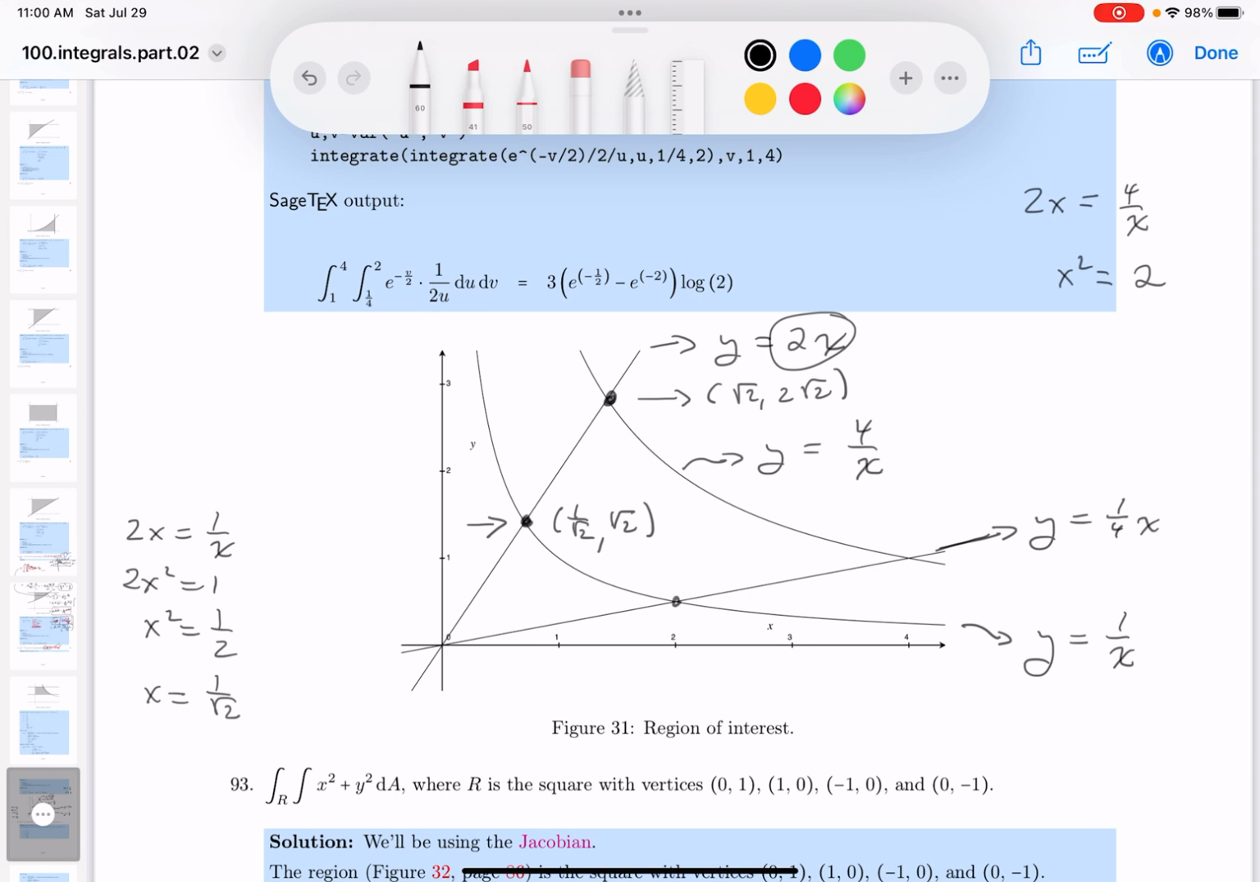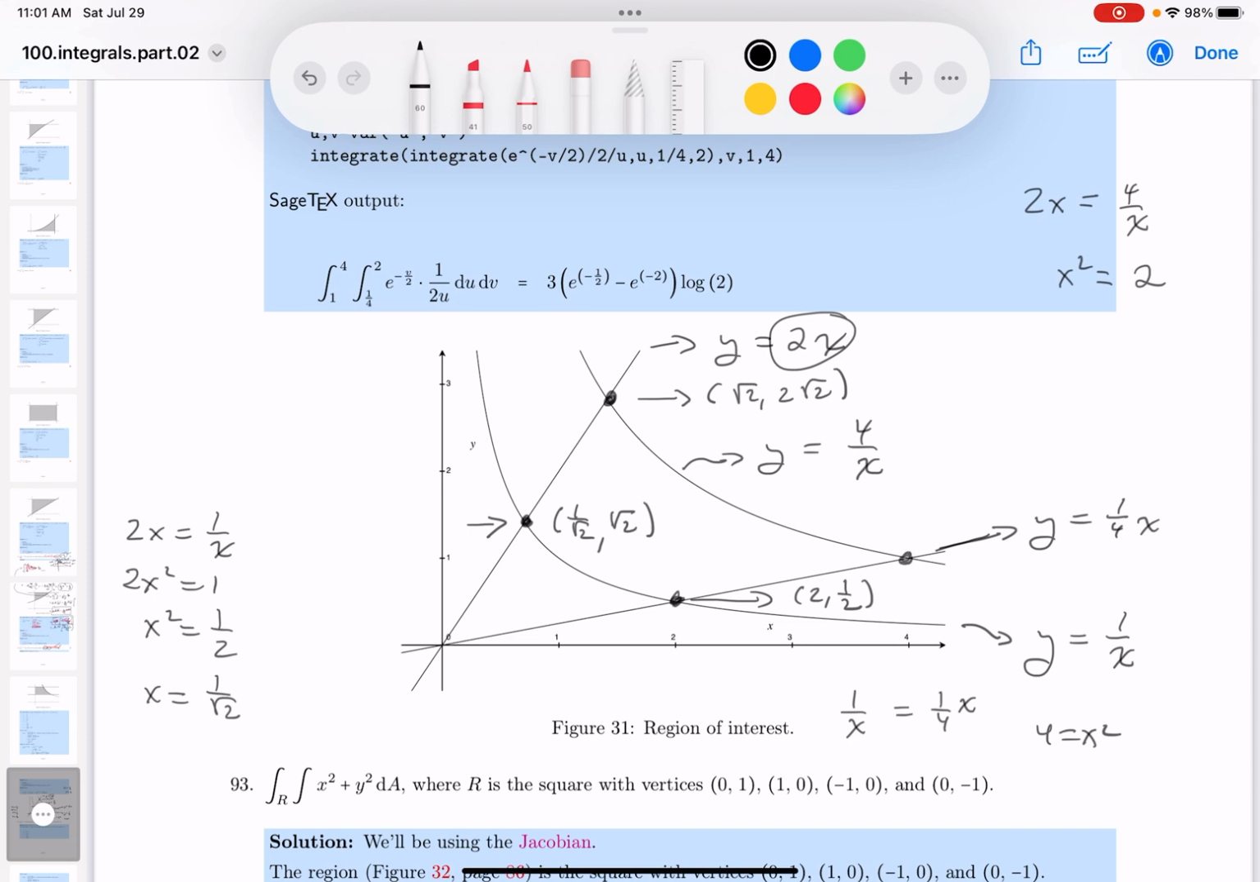Let's do this point. And what's that point going to be? It's when 1/x equals 1/4 of an x. What do you get there? 4 equals x squared. X equals plus or minus 2, but we're in this quadrant over here. So I'm going to say 2. And that's going to be 1/2.